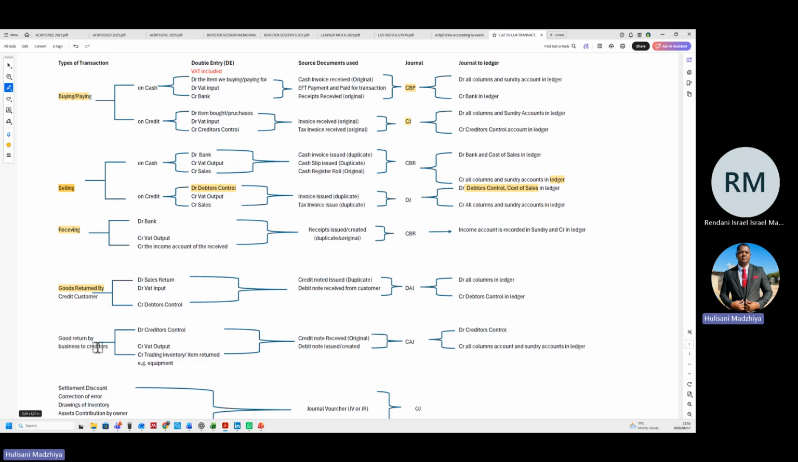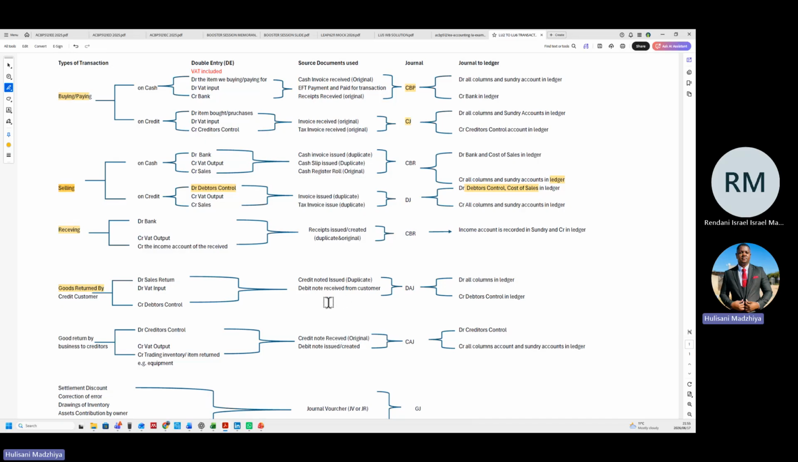Then we have goods returned by the business to creditors. We return goods to the creditor, the supplier, and then the business returns goods to this supplier or to whichever business it is. So when we do that, we receive a credit note from the supplier.